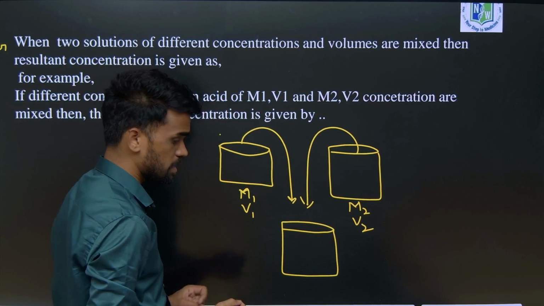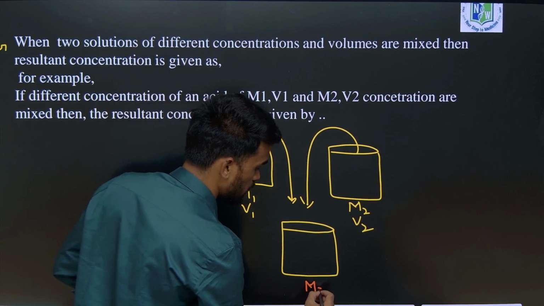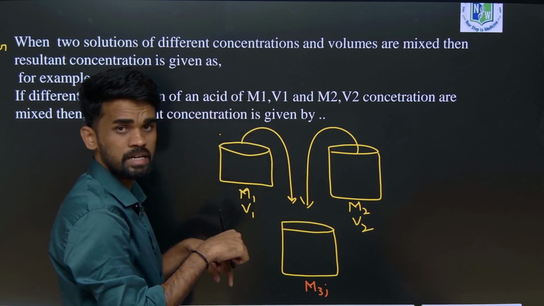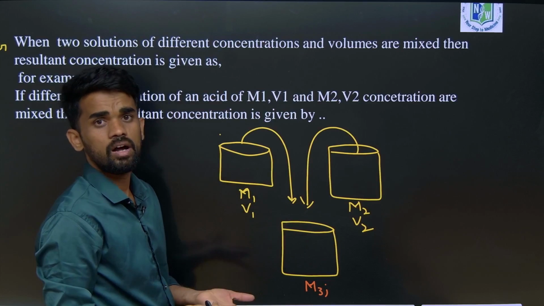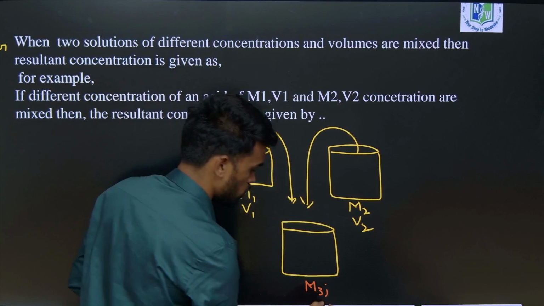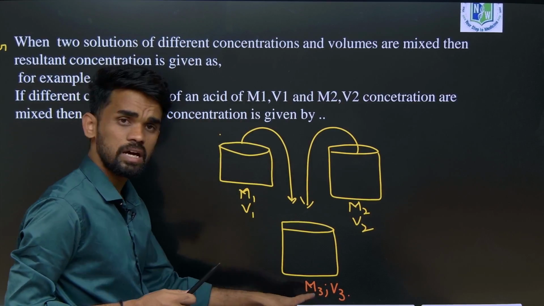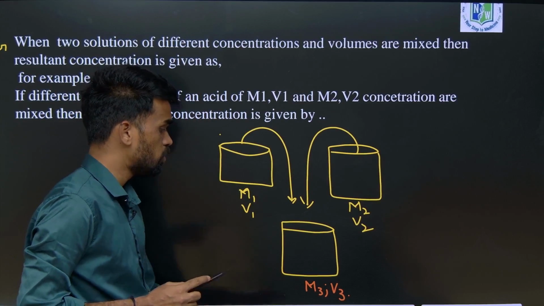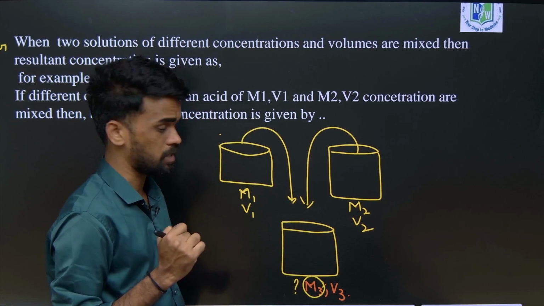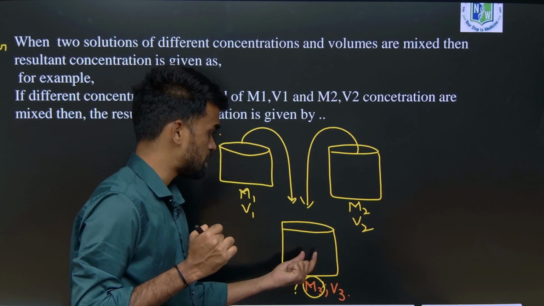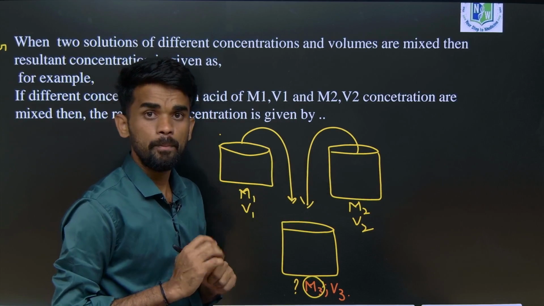Therefore now the concentration will be changing, right? Let us say the concentration will be M3, and the volume also changes. If it is 50 ml and this is also 50 ml, it will be nearly 100 ml. So we can say M3 V3. Since the volume and concentration change, what is the value of this resultant solution? What is this M3 I am asking? How much concentration does this solution have when these two differently concentrated solutions are mixed?